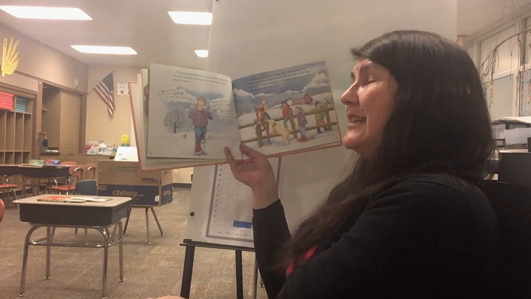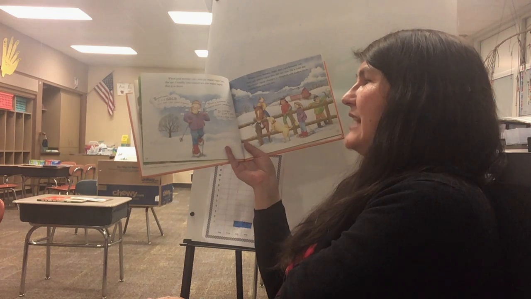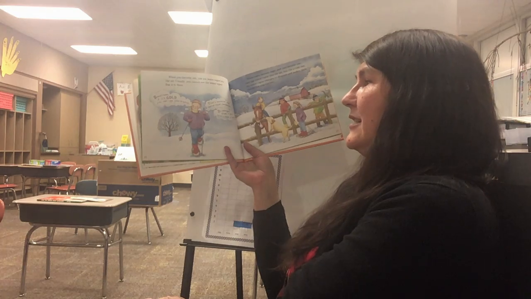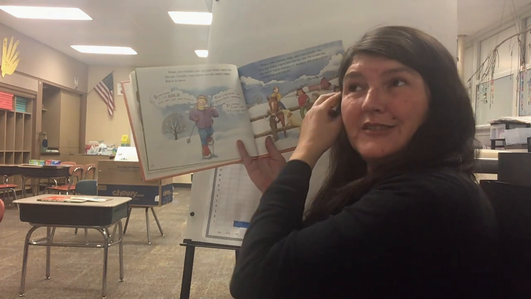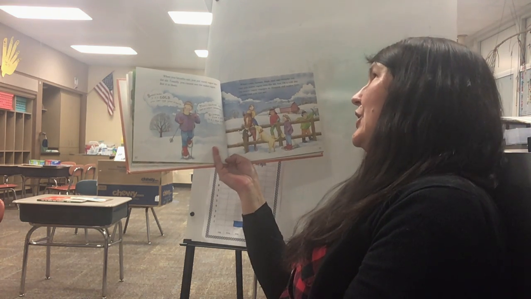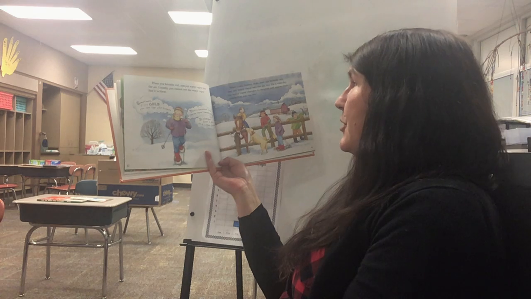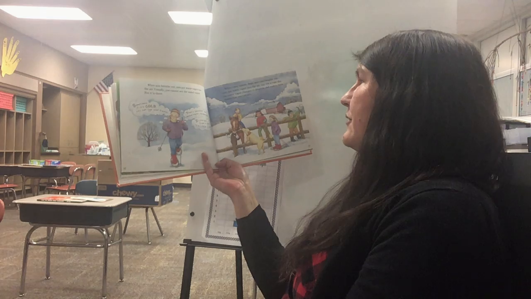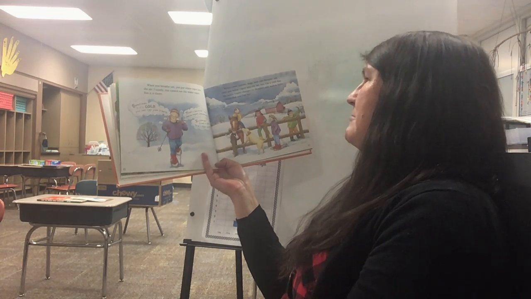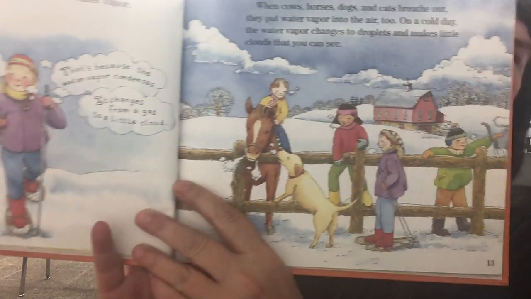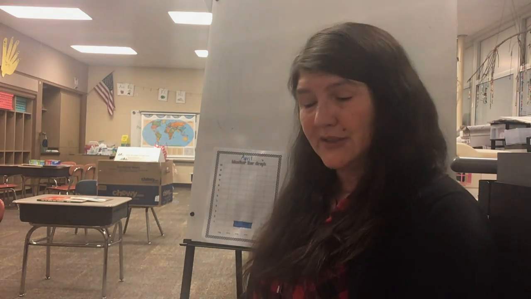Sometimes if it's cold, you can see your breath. That's because the water vapor condenses, changes from a gas to a little cloud. So just like the clouds in the sky. When cows, horses, dogs, and cats breathe out, they put water vapor into the air too. On a cold day, the water vapor changes to droplets and makes little clouds that you can see. If you were to go outside early in the morning and breathe out, I bet you could see that.